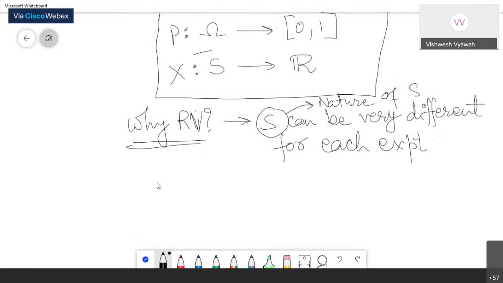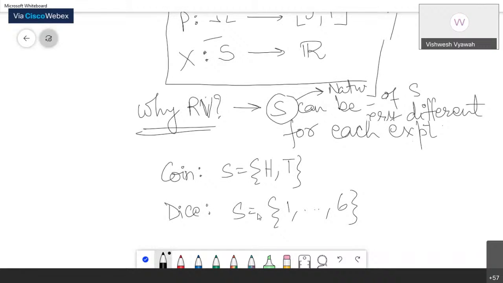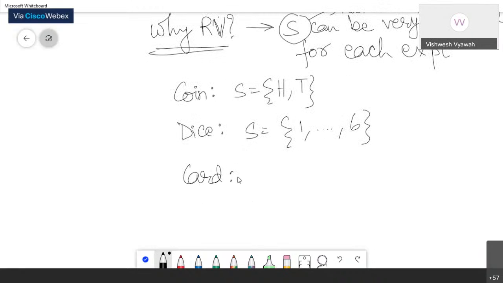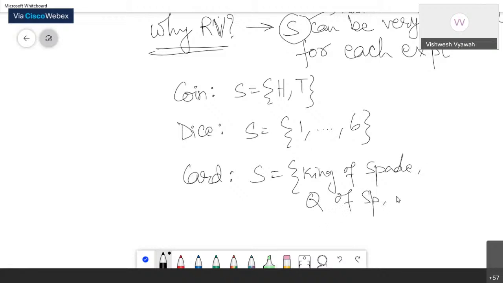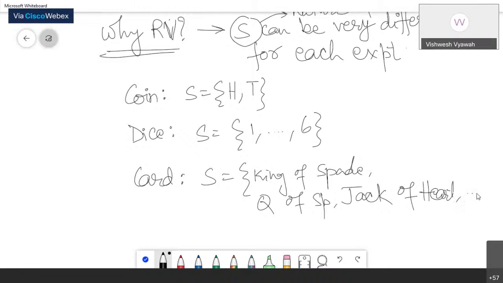For example, if you take the coin experiment, the sample space is H comma T. Do you agree? If you take the dice experiment, the sample space is 1 to 6. If you take the card experiment, drawing a card randomly from a well shuffled deck of 52 cards, what is your sample space here? Here the sample space elements are physical objects. So you get king of spade, queen of spade, then jack of heart, and so on.